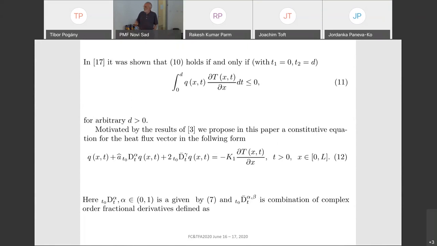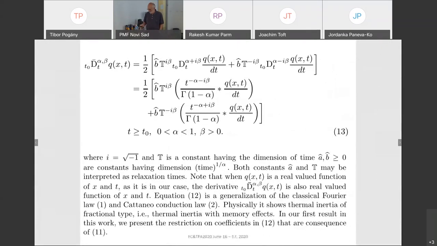Okay, and now we apply 11 to the equation given here. That's what we propose in this paper. We propose that heat flux is proportional to the gradient of temperature, but has some derivative of Atanackovic type, a fractional derivative, a derivative of complex order, this D-bar of q. And this D-bar of q is defined as in 13: the Riemann-Liouville derivative of order alpha plus i beta, where alpha and beta are real and i is the imaginary unit, plus the derivative of order alpha minus i beta, the conjugate number, and here are constants that may be homogeneous as far as the masses are concerned.